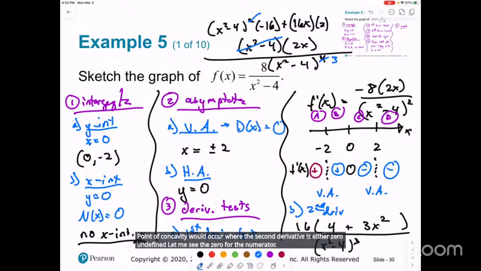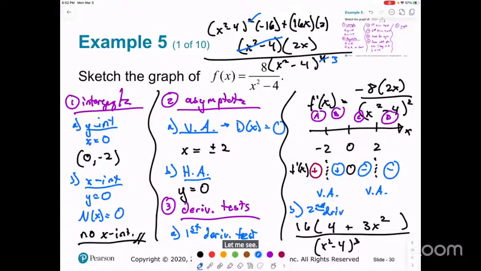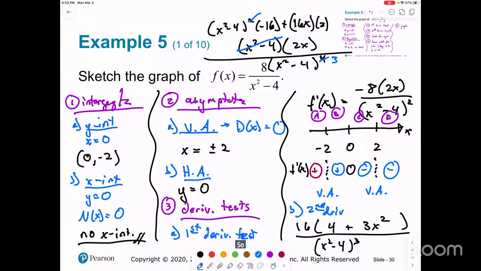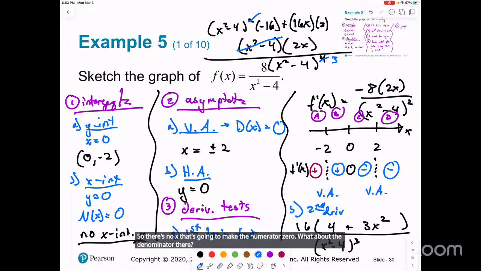Let me see. Okay, I need some space. 4 plus 3x squared, subtract, it's going to be a -4 square root. You're not going to have one, right? It's a U-shaped graph. You stretch it vertically, you move it up by 4, you stretch it vertically. So there's no x that's going to make the numerator 0. What about the denominator there? If we do plus or minus 2, looks like it makes a 0 there.